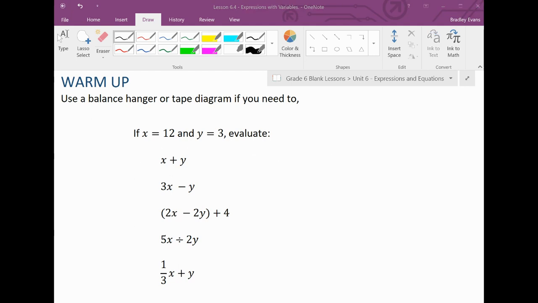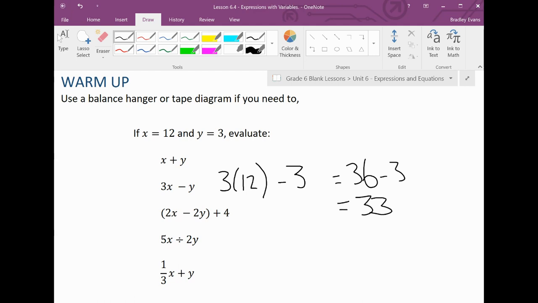Moving on to the second example, 3x subtract y. So 3x is going to be 3 groups of 12, and then subtract 3. Let's go ahead and evaluate that. 3 groups of 12 are going to equal 36. Subtract 3. 36 subtract 3 is 33.